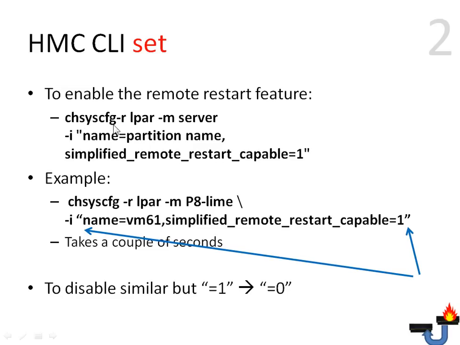We're going to change the system config, the name of the server, the name of the partition. Notice these double quotes in here, and we're going to set this one to a 1. It will be a 0 if it's off. And if we want to disable this later on, we can do the same thing but with a 0.